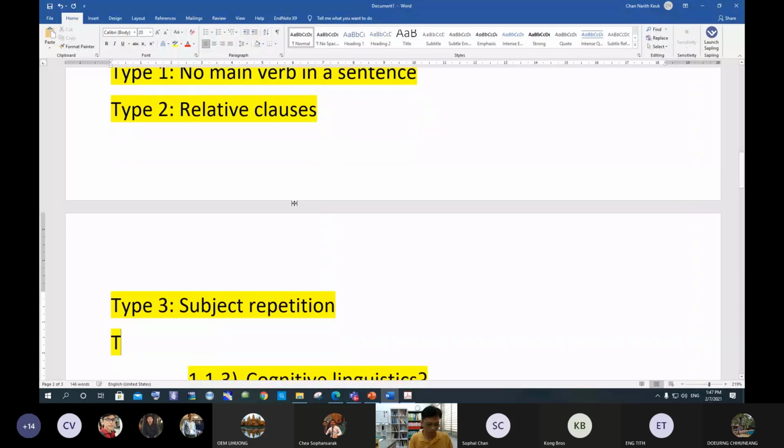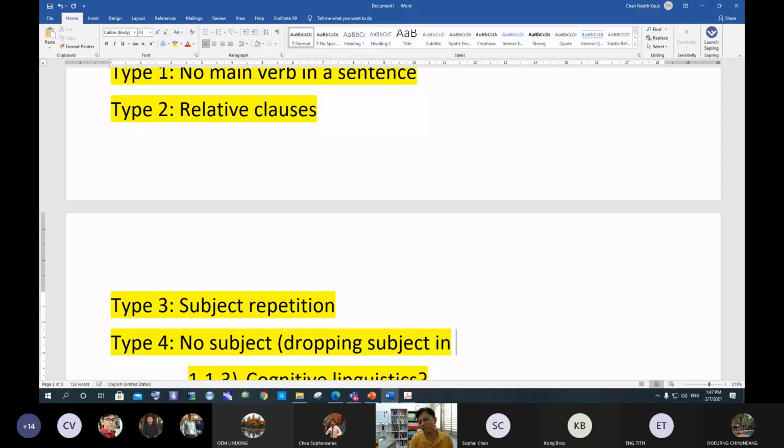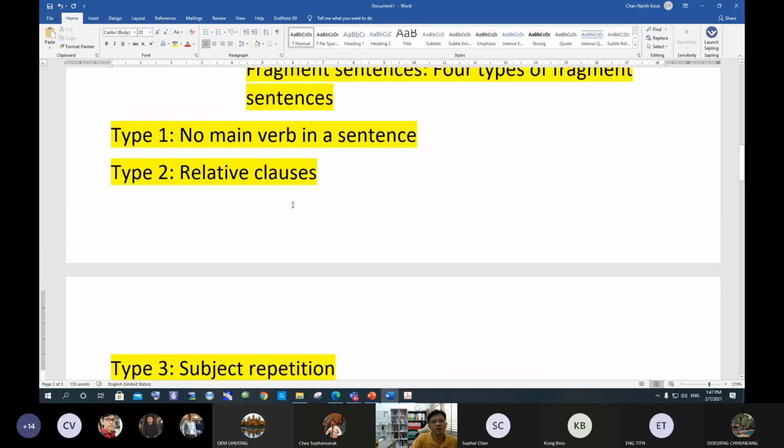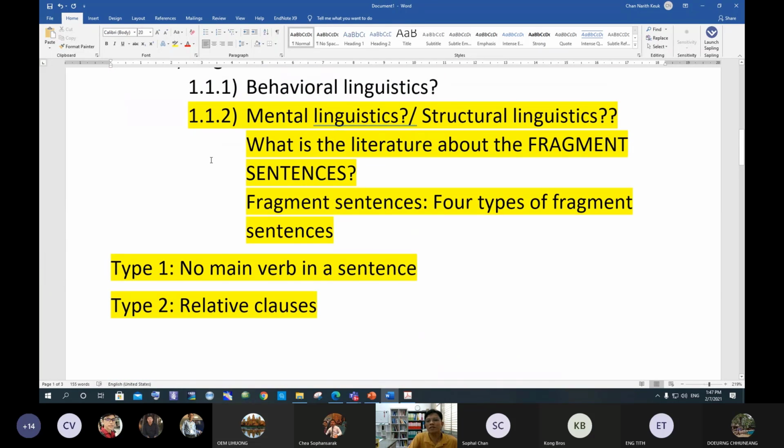Okay. Type 4. There's one more. Please help me. What's that? Should be no verb and no subject. No subject. Okay, very good. Okay. Really, yeah, thank you very much. No subject, or we call it dropping subject. Yeah. In a sentence.